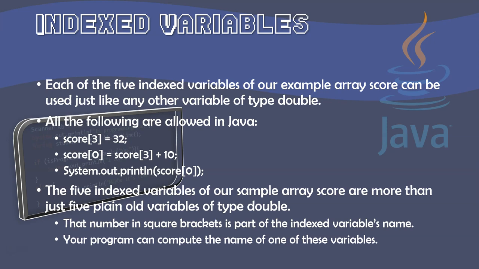So the 5 index variables in our sample array score are more than just 5 plain old index variables of type double. A number in square brackets is part of the index variable's name, and your program can compute the name of one of those variables.